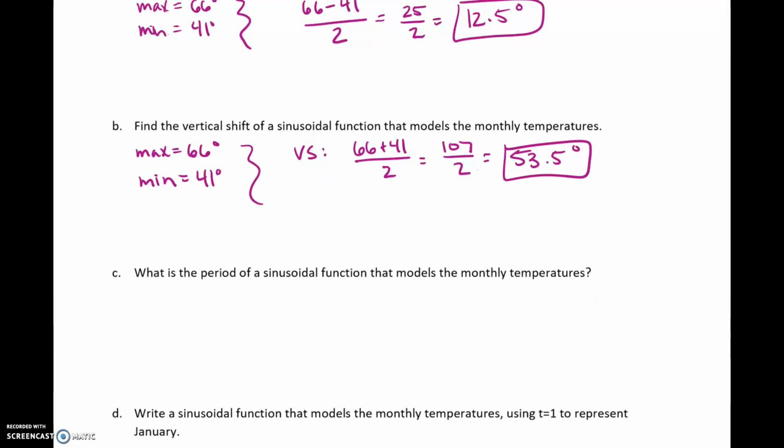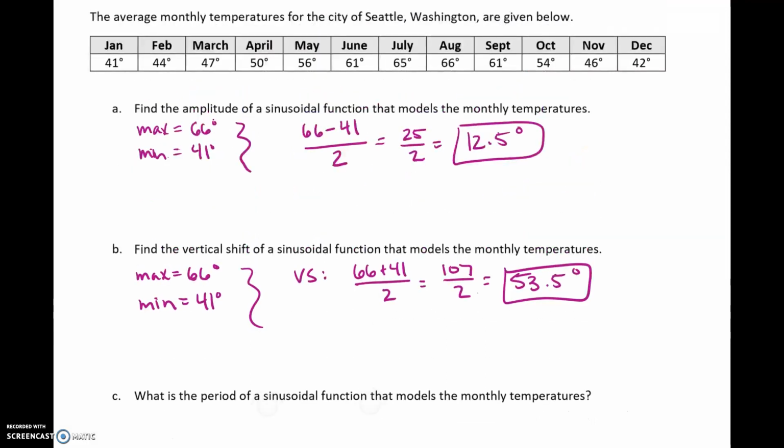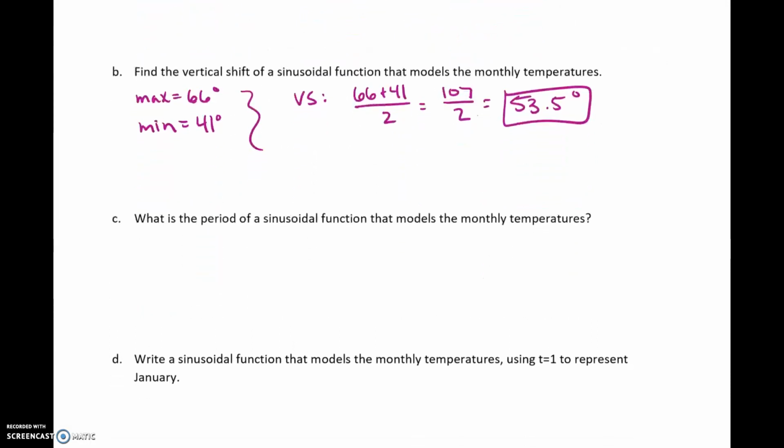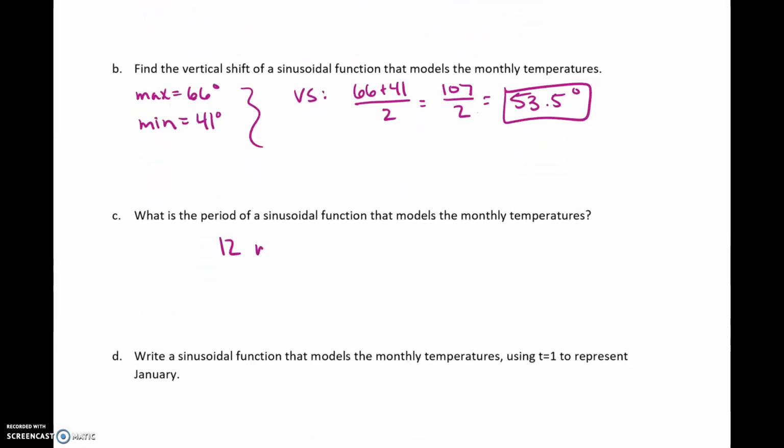Now, what is the period? Well, notice it goes January through December. So how many months is that? Well, that's 12 months in a year. So the period is going to be 12 months.